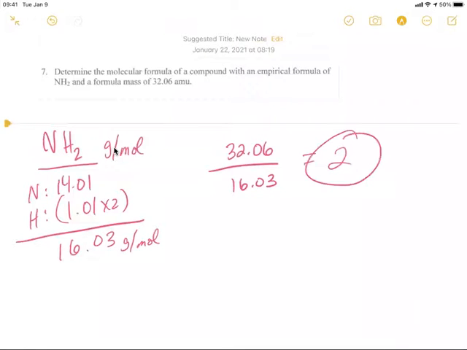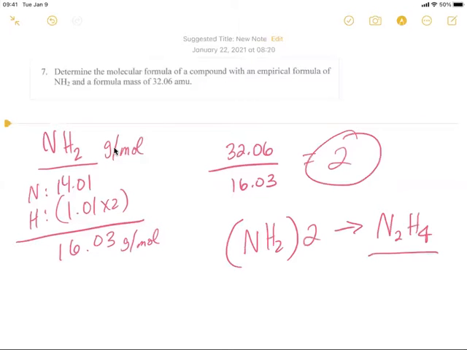So this number represents the ratio between the molecular formula and the empirical formula. So the last thing you do is take NH2 and multiply it times 2. That gives you N2H4. And this is your molecular formula.